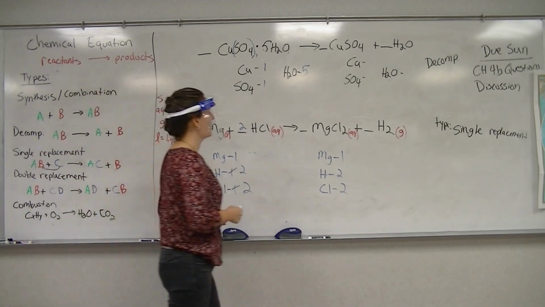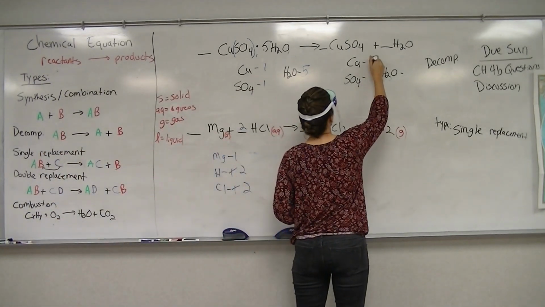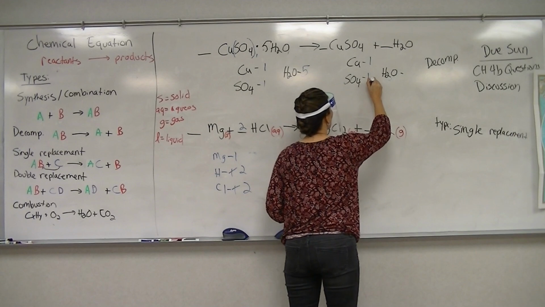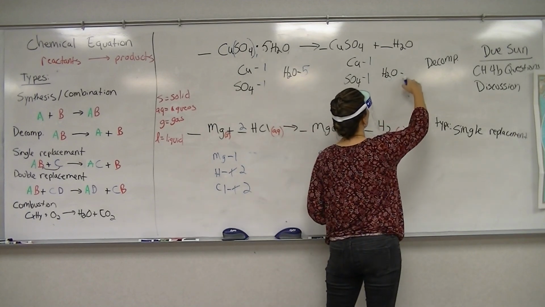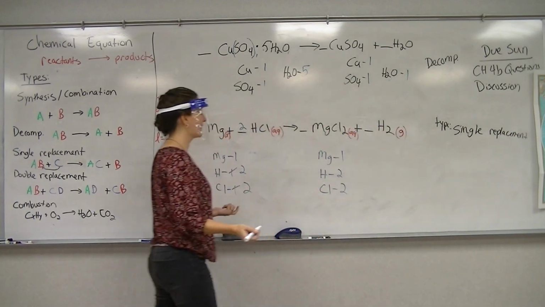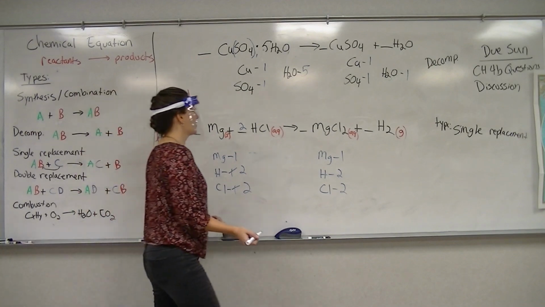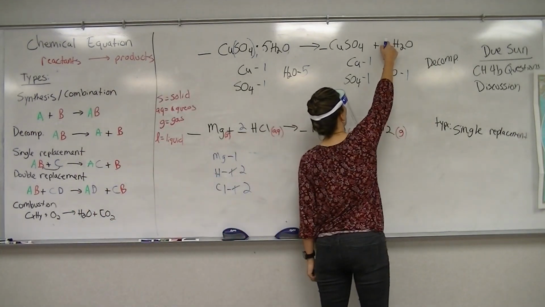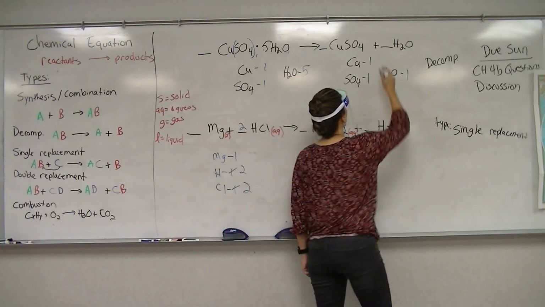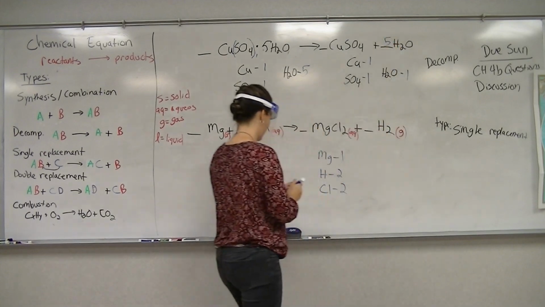So when we go over to the product side, we've got 1 copper, 1 sulfate. How many waters? 1. So that water is the only thing not matching up. So I go over to the waters on the product side, and what number do I want there? 5. Done.